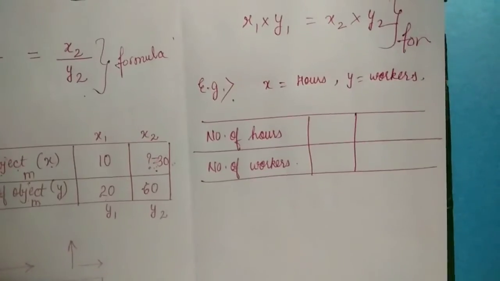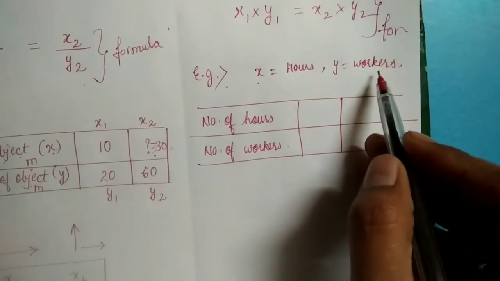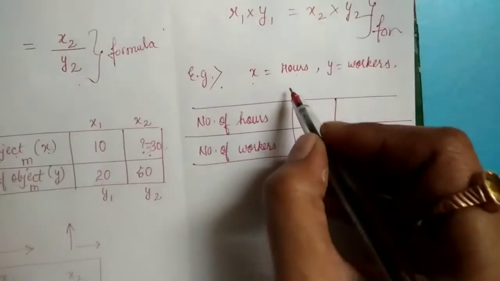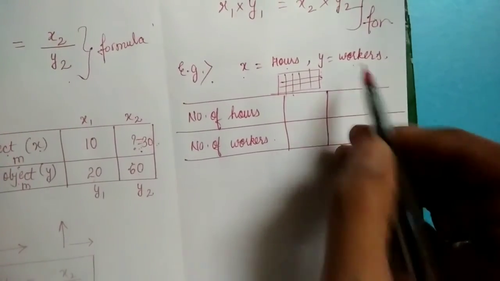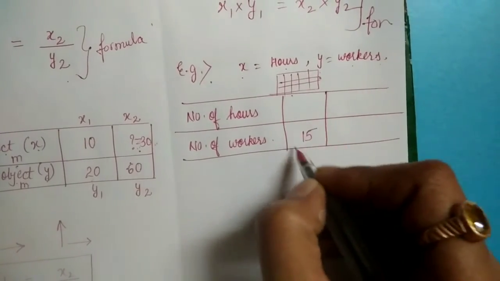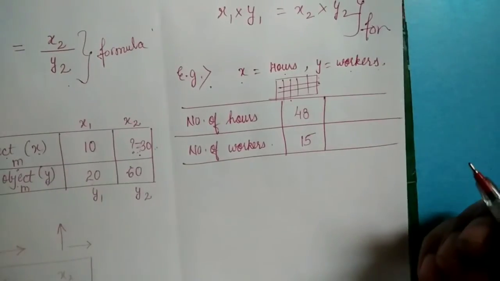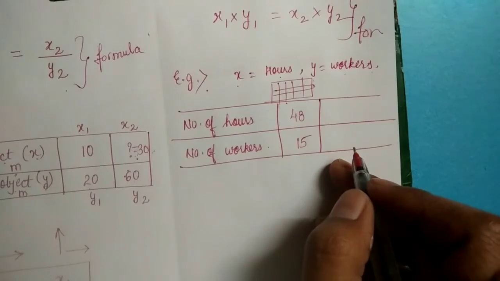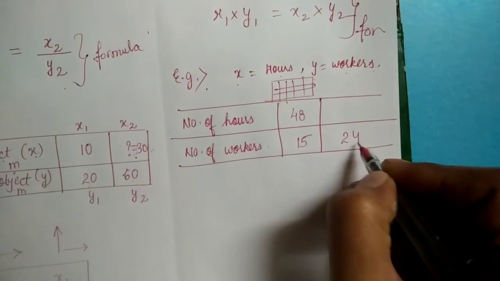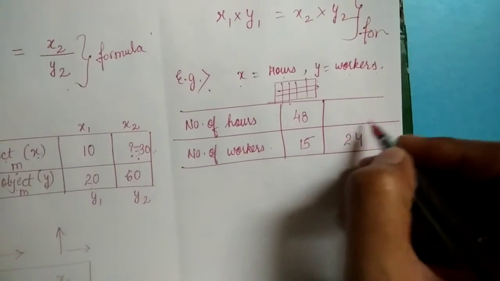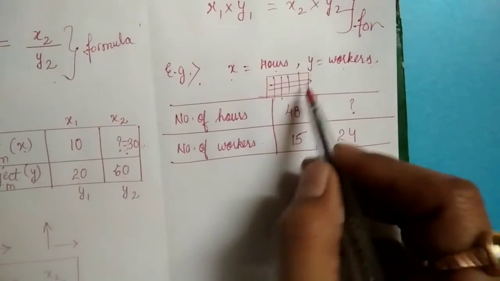Let's see. If x is showing the hours and y is showing the workers. Here some workers are making a wall. If the number of workers is 15, then 15 workers can make the wall in 48 hours. If the wall is completed by 24 workers, in how many hours can the 24 workers complete making the wall?